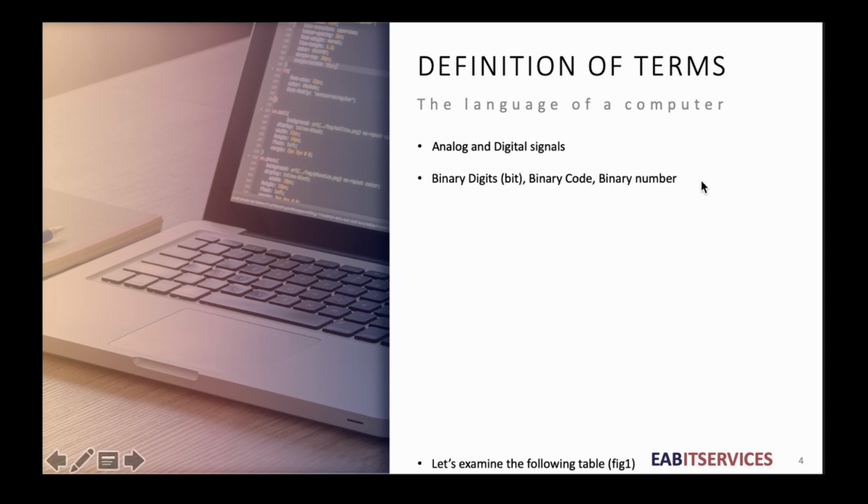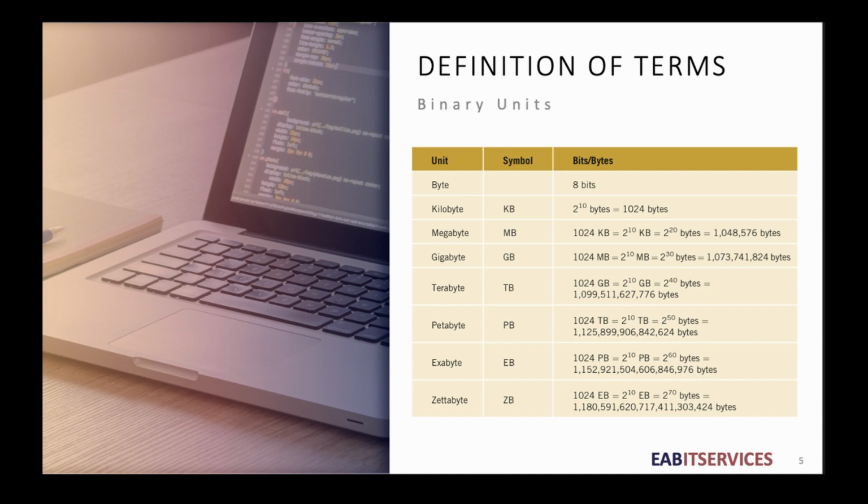So let's examine this table and look at how we can measure these binary units. Just as we said, a 0 or 1 is referred to as a bit. Now, 8 bits we refer to as a byte. If you have 1024 bytes, we say it is a kilobyte, or 2 to the power 10 bytes, which is referred to as a kilobyte. From there, we have 1024 kilobytes, which we refer to as a megabyte. And when you have 1024 megabytes, then we move on to gigabyte.